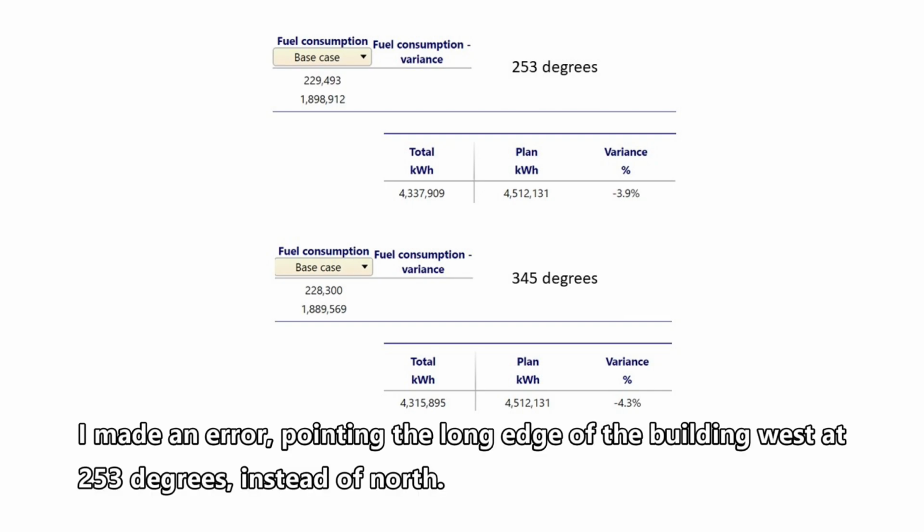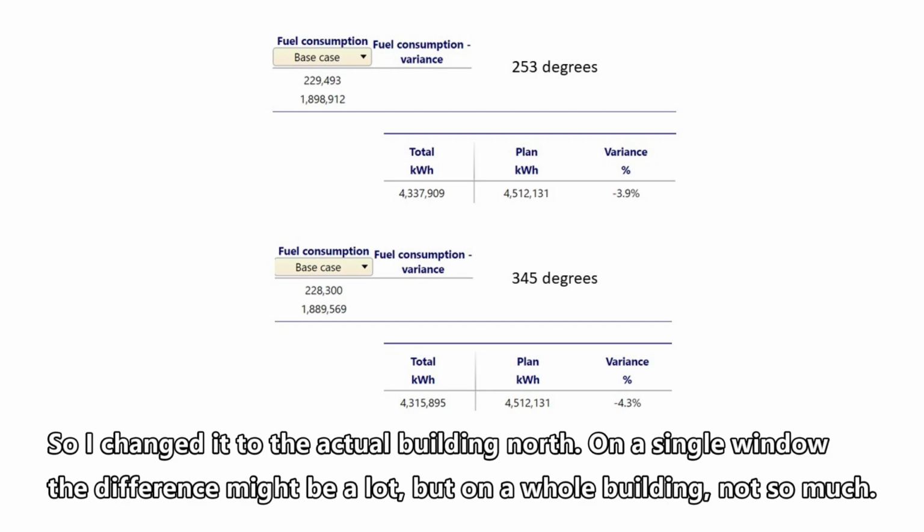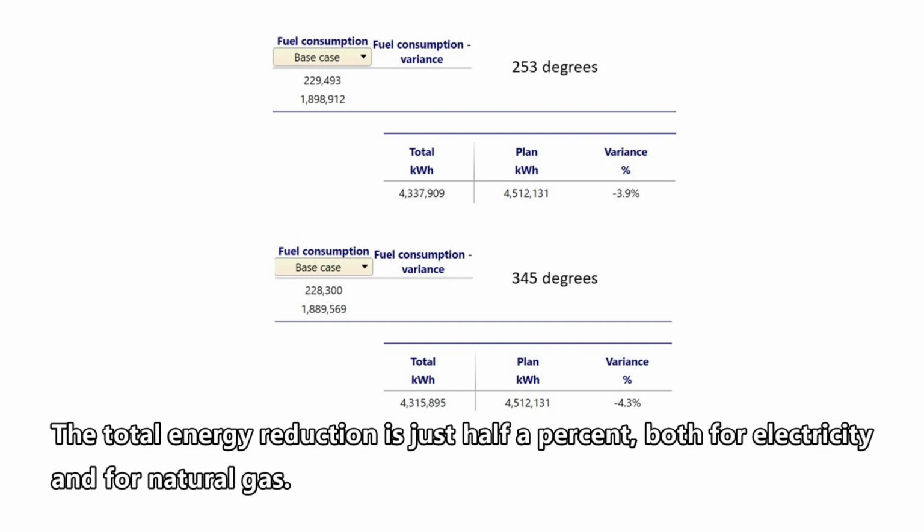I made an error pointing the long edge of the building west at 253 degrees instead of north. So I changed it to the actual building north. On a single window, the difference might be a lot, but on a whole building, not so much. The total energy reduction is just 0.5%, both for electricity and for natural gas.